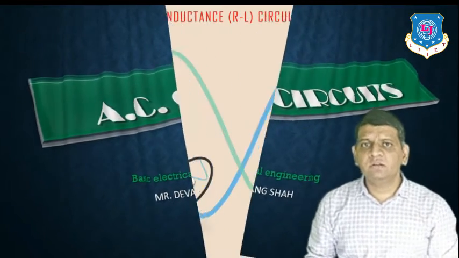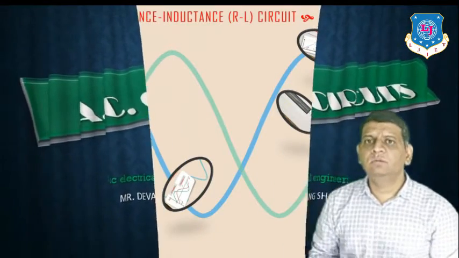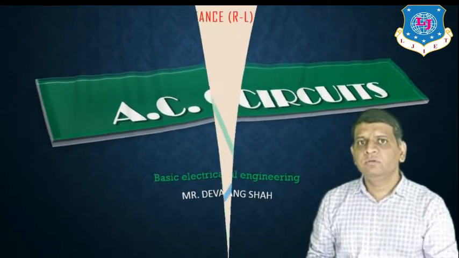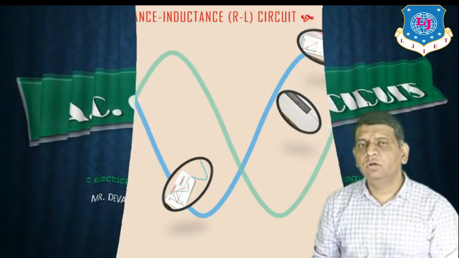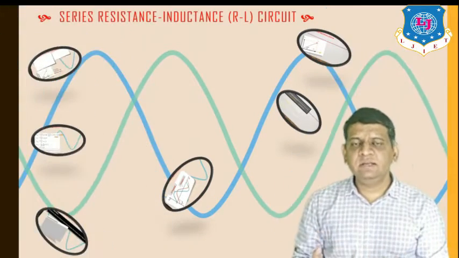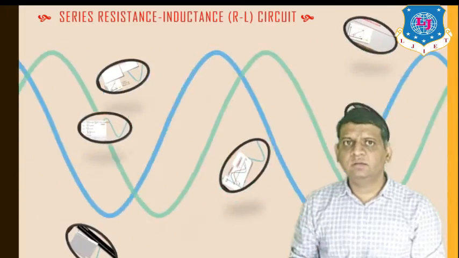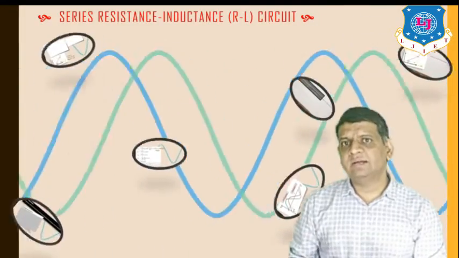So we'll start our first theory, which is called the series resistance inductance circuit, which is called an RL circuit.